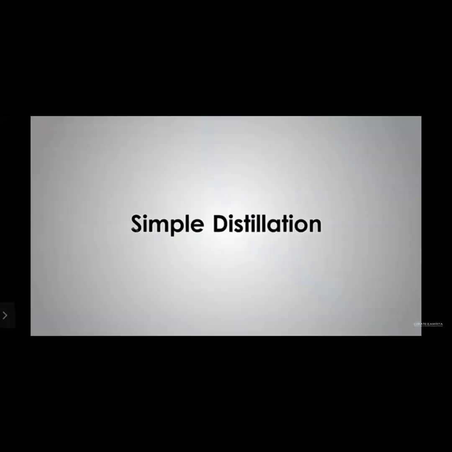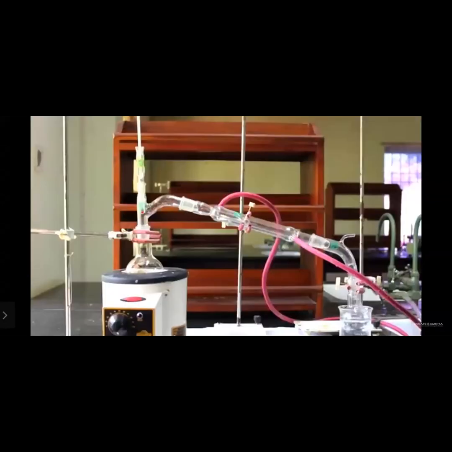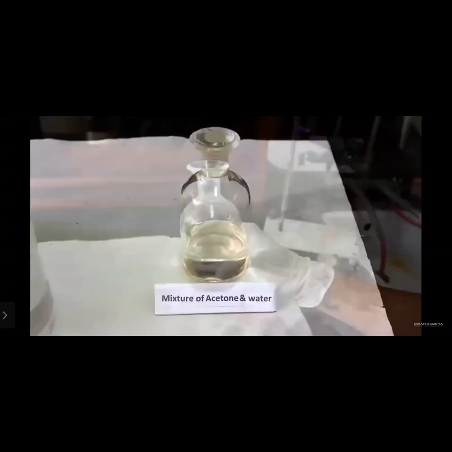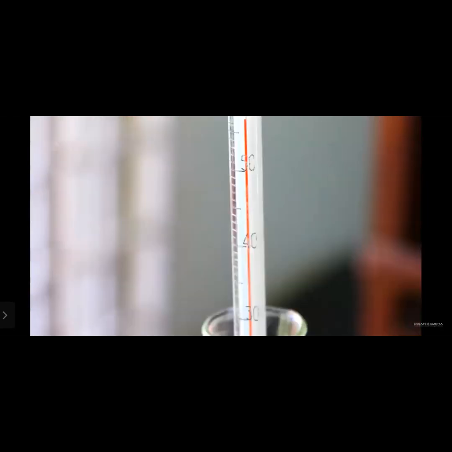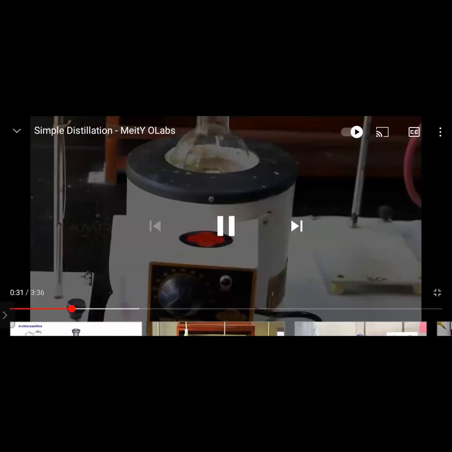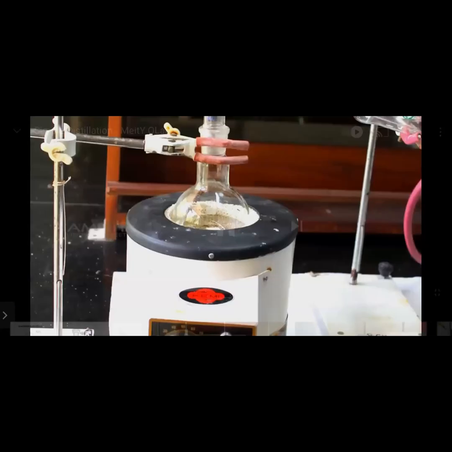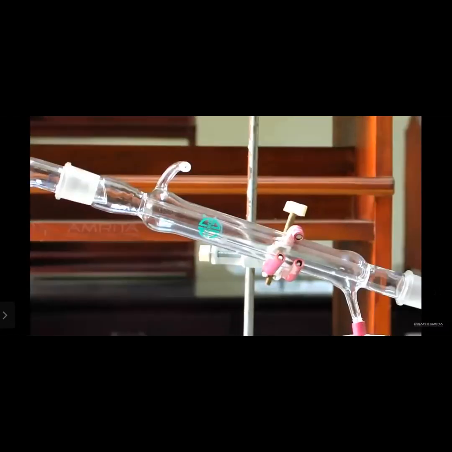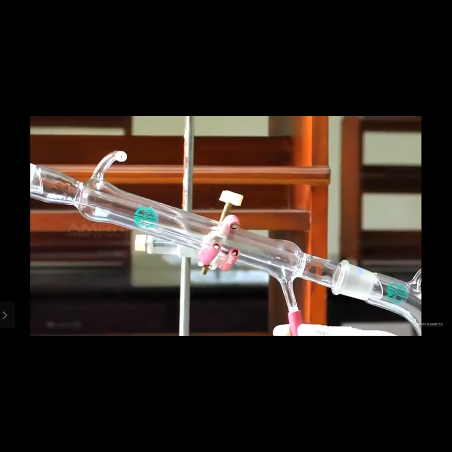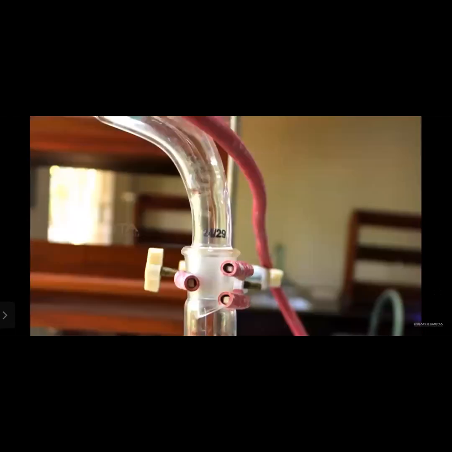Simple distillation. Simple distillation is a method used for the separation of components of a mixture containing two miscible liquids that boil without decomposition and have sufficient difference in their boiling points. The distillation process involves heating a liquid to its boiling points and transferring the vapors into the cold portion of the apparatus, then condensing the vapors and collecting the condensed liquid in a container.